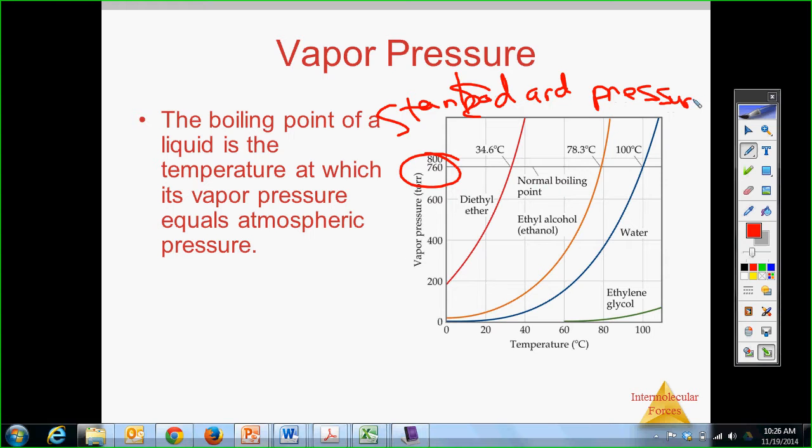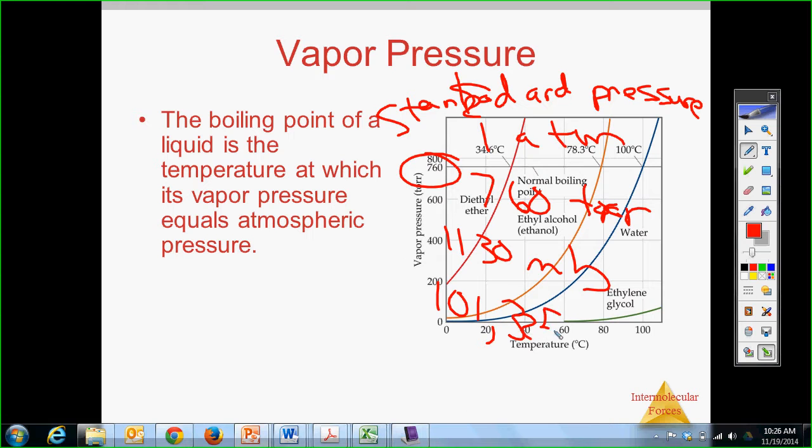All right, standard pressure. So we got 1 atm. We may have 760 torr. We may have 1,130 millibars, I don't know. 101,325 pascals. 29.92 inches of mercury, something like that. That's on your news. So that could be anything. But when that line hits standard pressure, where that line intersects is your boiling point.